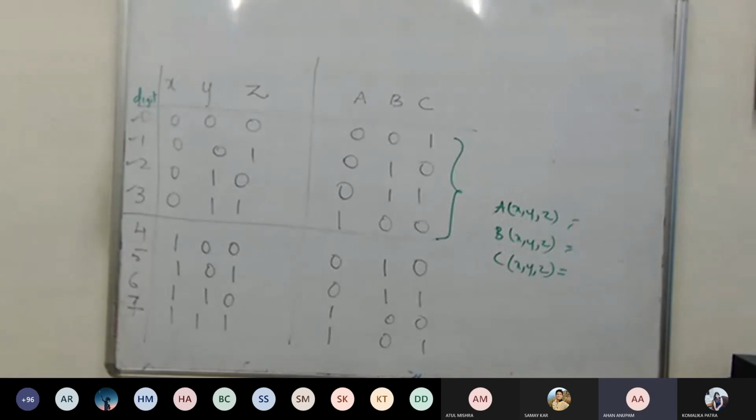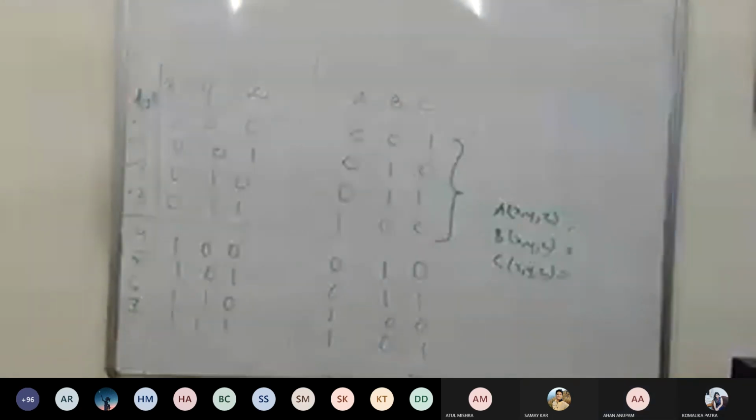Ma'am, it can be done using 5 gates. Oh, you can do all the things in 5 gates? Yes, ma'am. I mean, A, B, and C. Yes, ma'am. I think so. Wow, it's good. If it can be done, it's good. Because I'm not showing so much. Oh, I messed up.